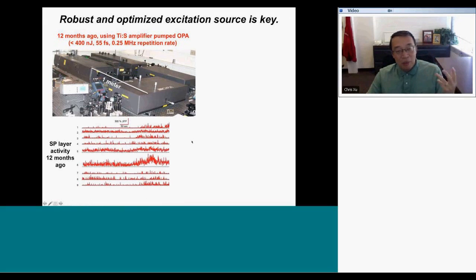This is the kind of data we could get in the hippocampus about a year ago with this type of laser. That's the best data we could get. We can still see neuronal activity. These fluctuations are real. It's very noisy because the photon numbers are small.